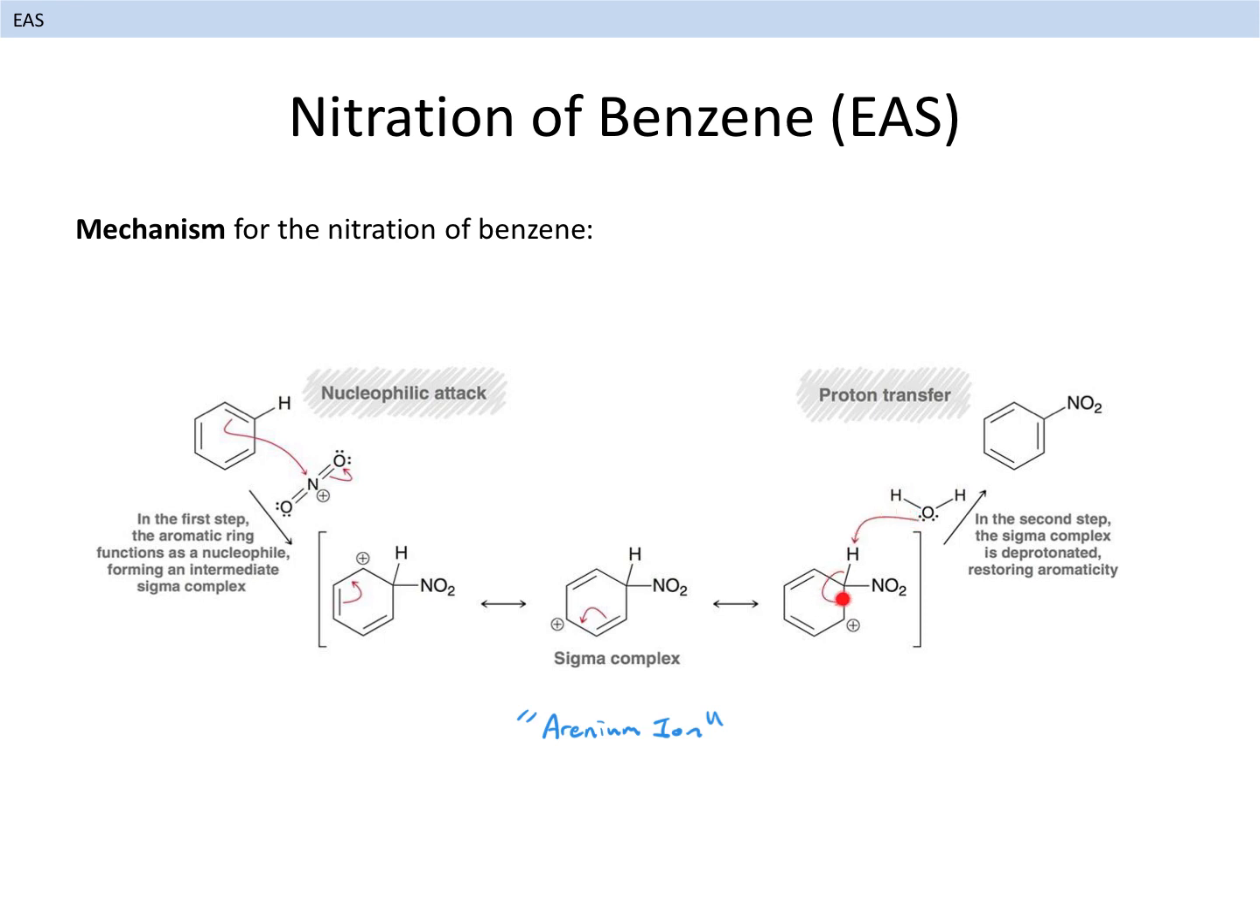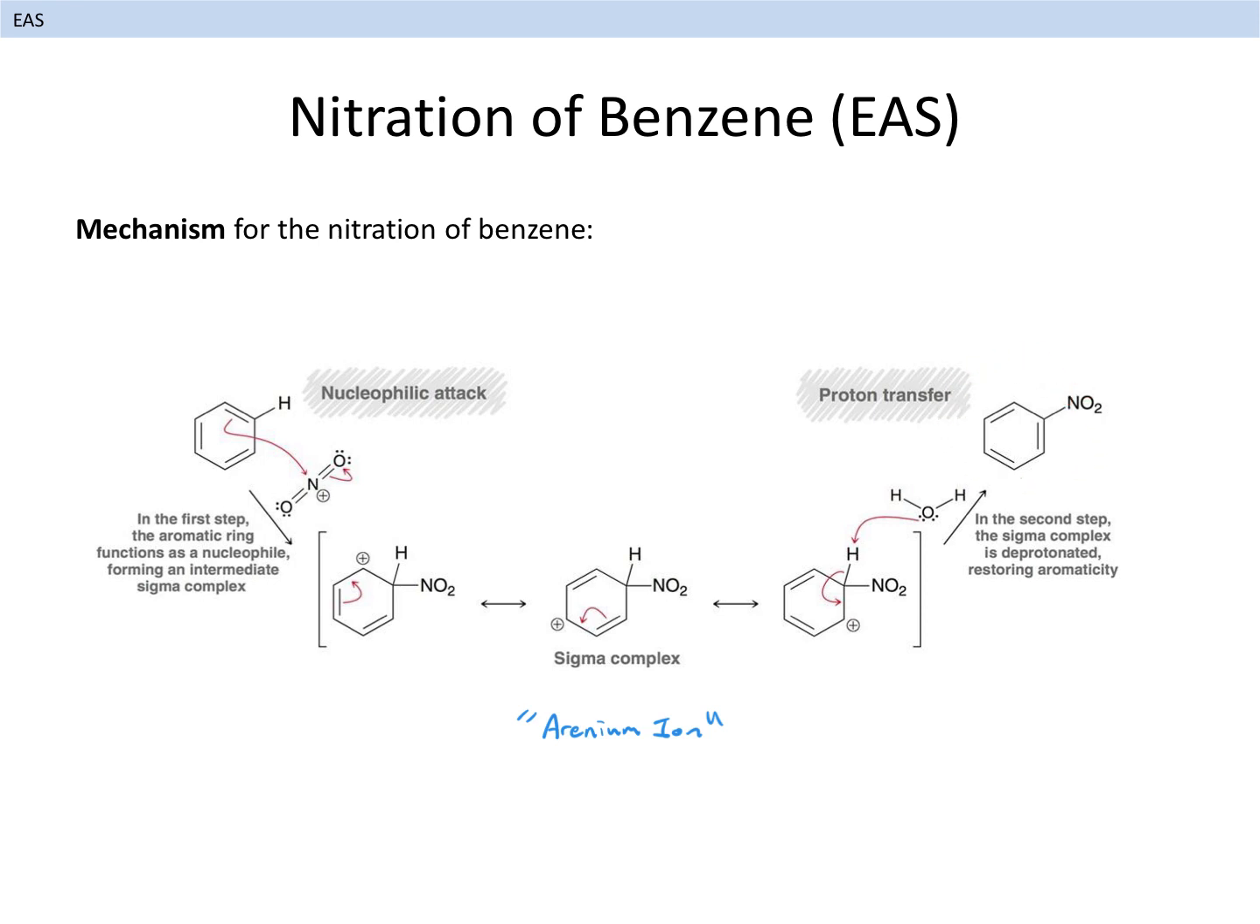The sigma complex is relatively unstable and quickly undergoes deprotonation. A proton is removed from the carbon atom that formed the new bond with the nitronium ion. This loss of a proton restores the aromaticity of the benzene ring, resulting in the formation of nitrobenzene.